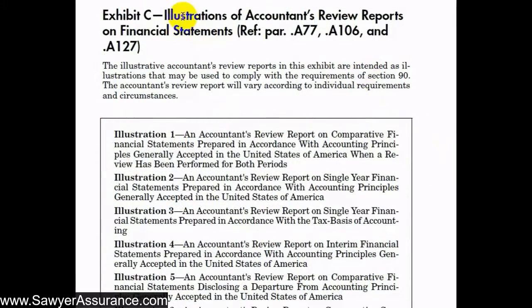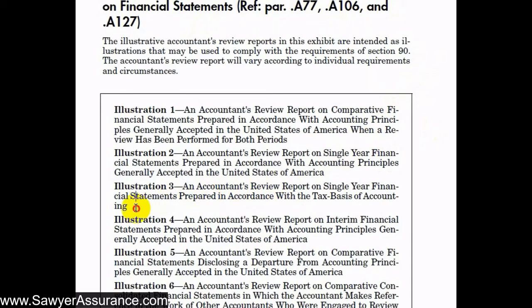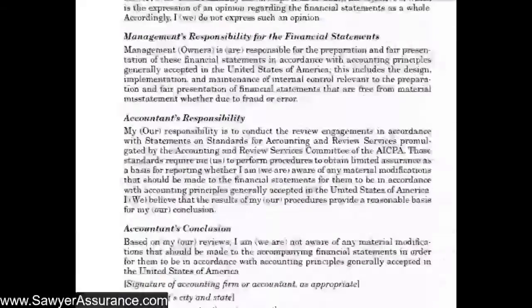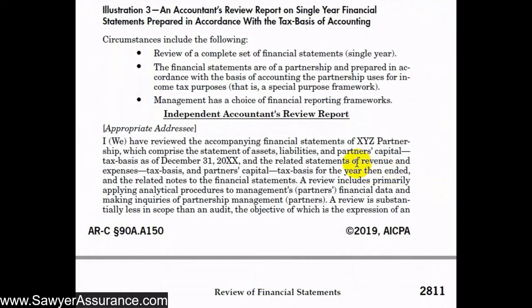Okay, so now we're down in Exhibit C, the illustrations of the accountant's review reports. We see here that this illustration 3 is an accountant's review report prepared in accordance with the tax basis of accounting. So that's a special purpose framework. Let's go down and take a look at that one and see how they've modified it from the original plain vanilla accountant's review report. We see here, as we saw in the explanatory material, they've added tax basis at the end of each of the financial statements, as they suggested.